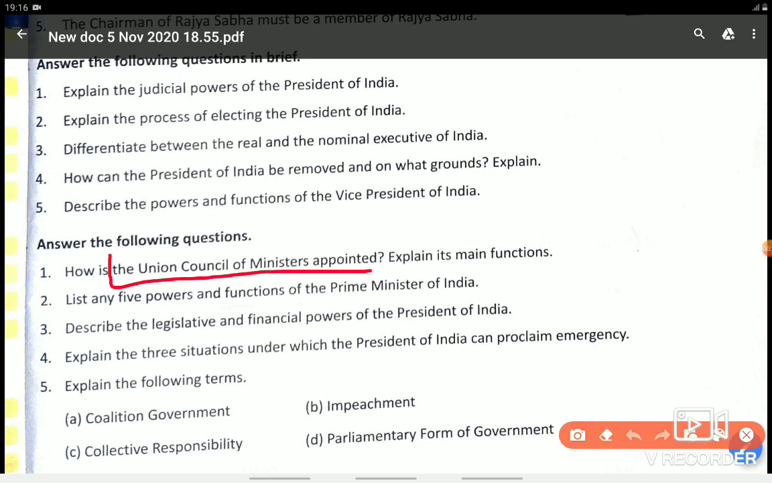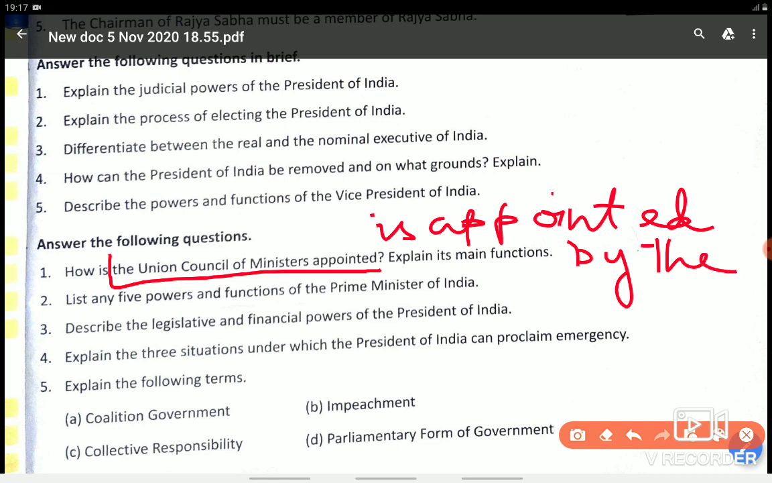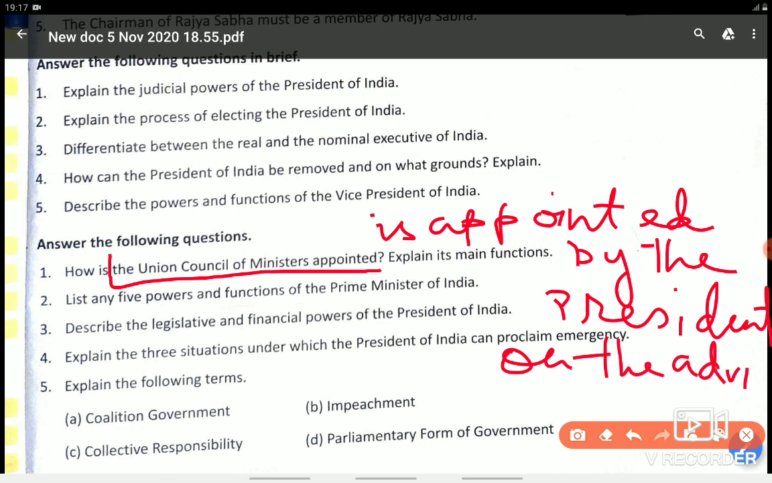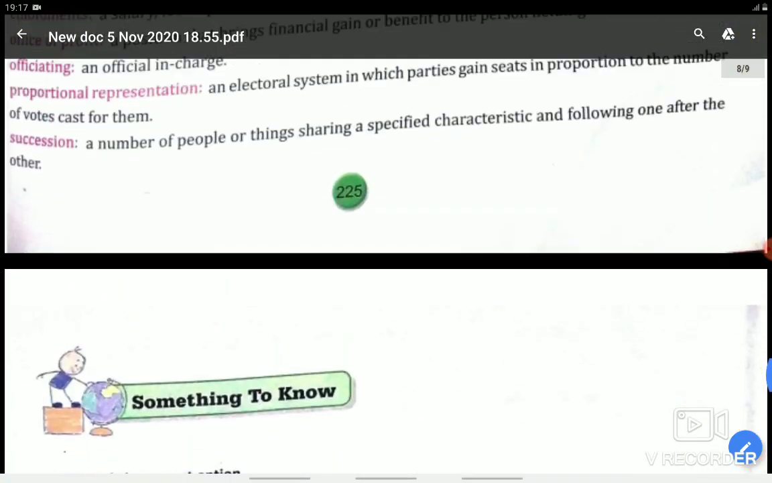The Union Council of Ministers is appointed by the President on the advice of Prime Minister. Okay, it is there in your book also. You will get it in page number 224. So the Union Council of Ministers is appointed by the President on the advice of Prime Minister, right? You can see it in page number 224.